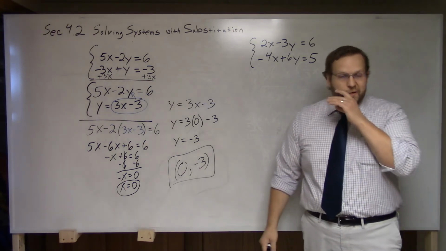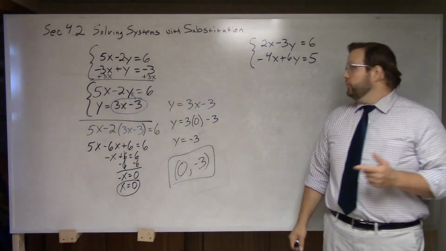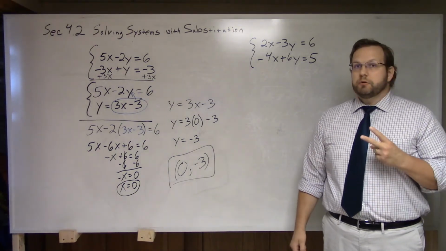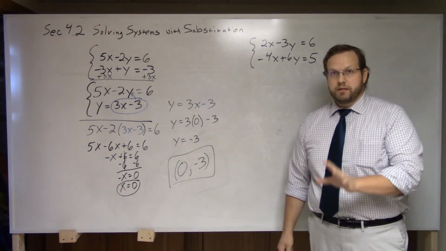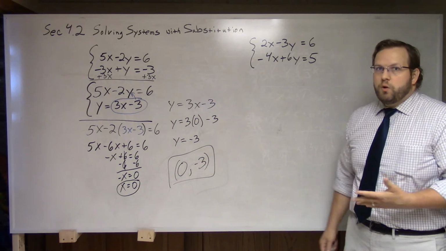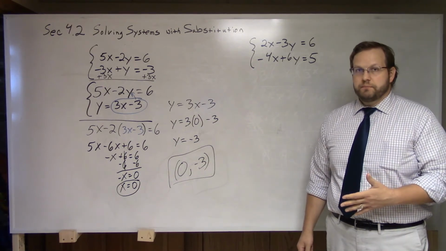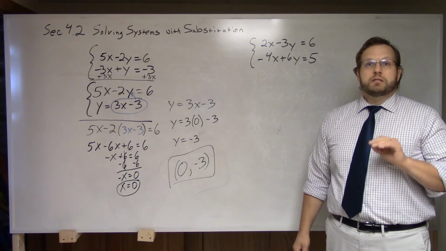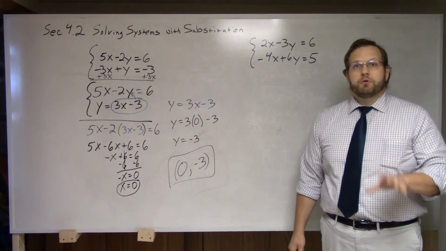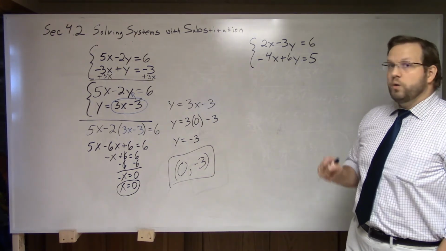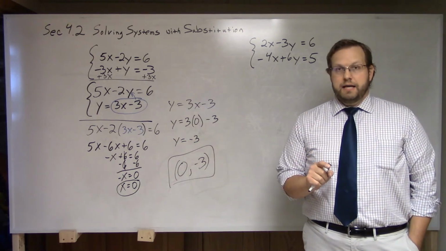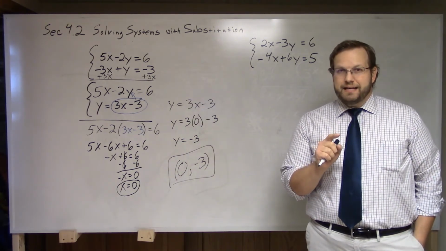Okay, so there's a couple issues here. Number one, we don't have a variable by itself. Number two, there's not a single variable that clearly is easier than the others. They're all going to require the same amount of work to solve for them. So in this case, just pick one. Now, I am going to make a suggestion though, that you solve one of the equations for y. Okay, and I'll explain the reason for that in a second.